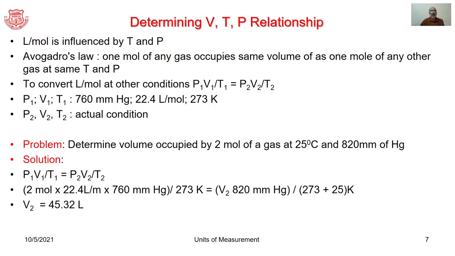So here a small problem can make this concept very clear. If the volume occupied by 2 moles of the gas at 25 degrees centigrade and 820 mm Hg is known, what can be the volume occupied at other conditions? So accordingly, here we refer to P1 V1 T1 as standard conditions, and the volume occupied at the actual conditions can be determined as 45.32 liters.